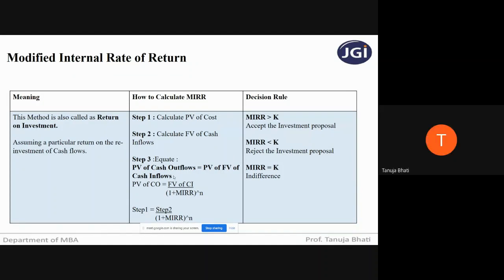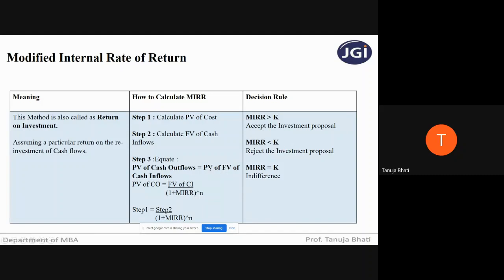Very good. So, see here in step 3. Present value of cash outflow, which we will already calculate in step 1, is equal to present value of the future value of cash inflow. So as that student rightly said, it is going to be A divided by 1 plus R raised to N. So A is nothing but your future value divided by 1 plus R, where R is the MIRR, the rate of return, raised to N. Okay, because we have to find out the present value of the future value.